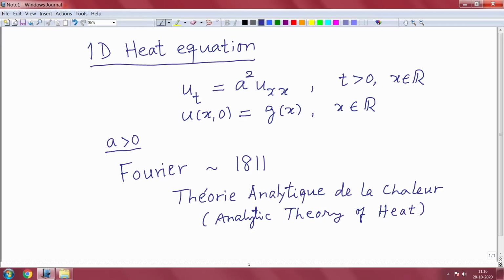Whatever Fourier did in this work, it influenced a lot of mathematical physicists and mathematicians, especially in the 19th century. In fact, now there is a separate branch called harmonic analysis, which originated in this work of Fourier.